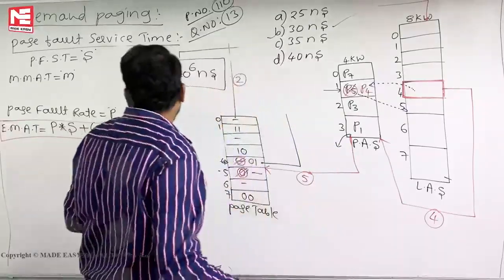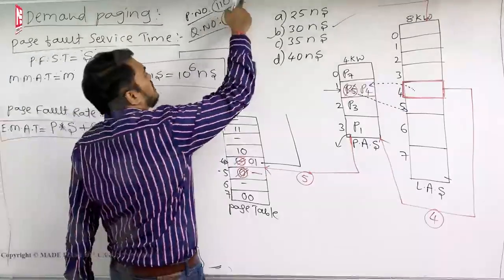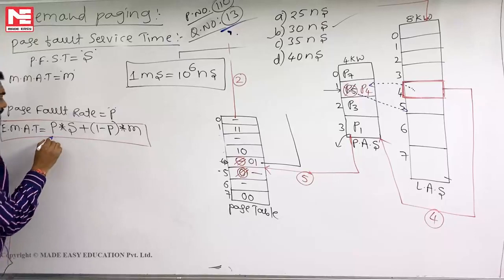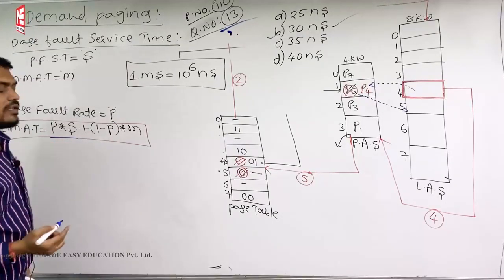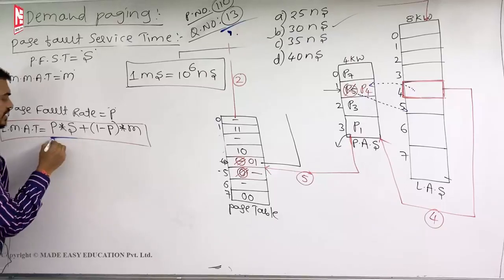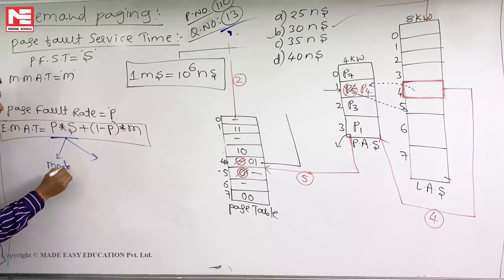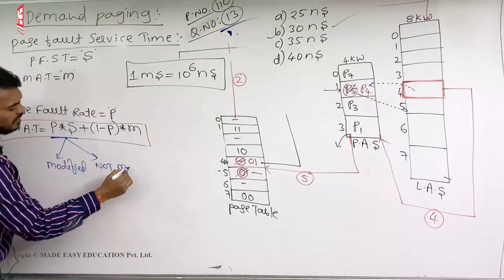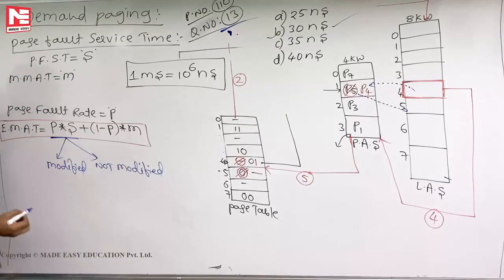Right. So now come back to the question here, page number 110, question number 13. In the question also you have the same thing here. Look here, whenever the page fault occurs, just listen for 2 minutes here, later you can solve the problem. Whenever the page fault occurs, you have two cases: one is a modified page and next is a not modified page.